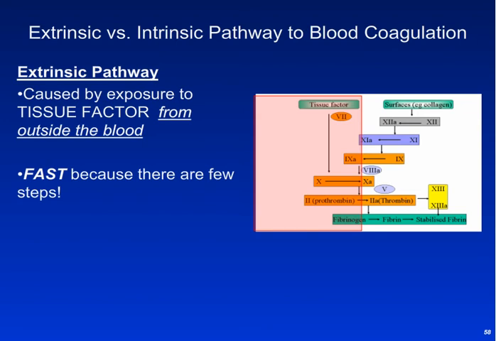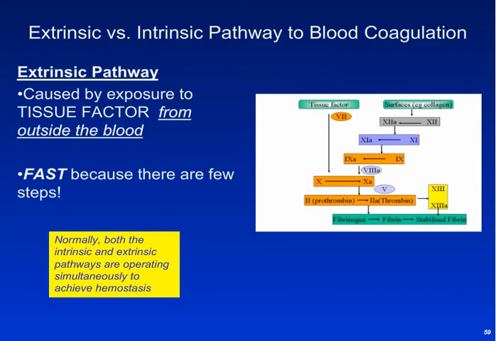So big picture is that the extrinsic pathway is triggered by factors outside of the blood vessels and blood, whereas the intrinsic pathway is triggered by factors inside the blood or blood vessels. The extrinsic pathway tends to work a lot faster than the intrinsic pathway because there's a lot fewer steps. However, you should remember that normally both the intrinsic and extrinsic pathways are operating simultaneously to help us achieve hemostasis.